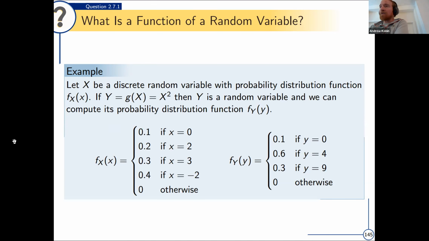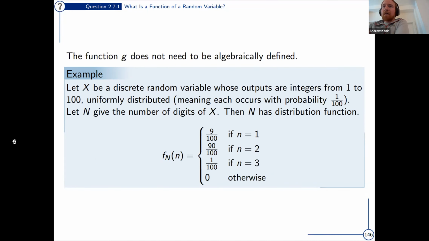But we might want to do this in a continuous situation. Or we might want to do this where the function g isn't really something we can write a formula for, like x squared on the previous slide. For example, let's let x be a discrete random variable again, so it has finitely or countably many outcomes. And the outputs of this random variable, the possible events that can happen, are integers from 1 to 100. They will be uniformly distributed, so they each have a 1 in 100 chance of occurring. That's what a discrete uniform distribution is.